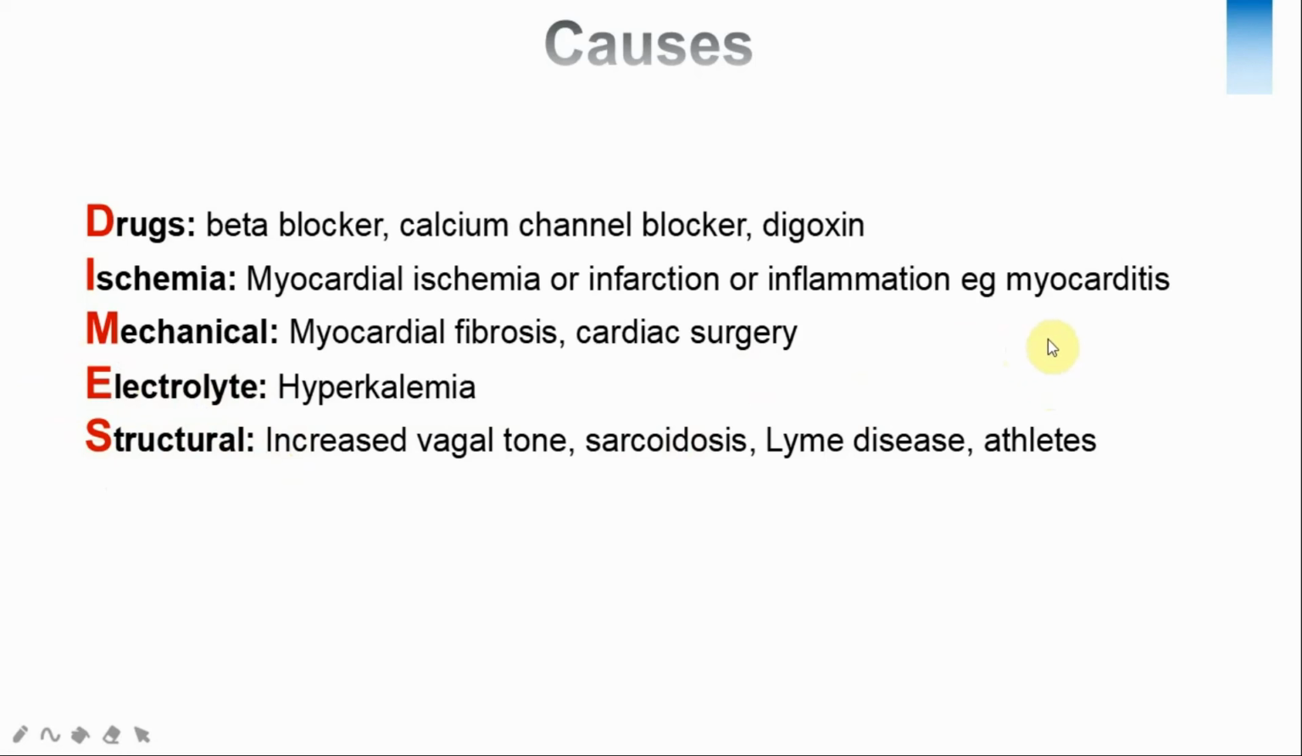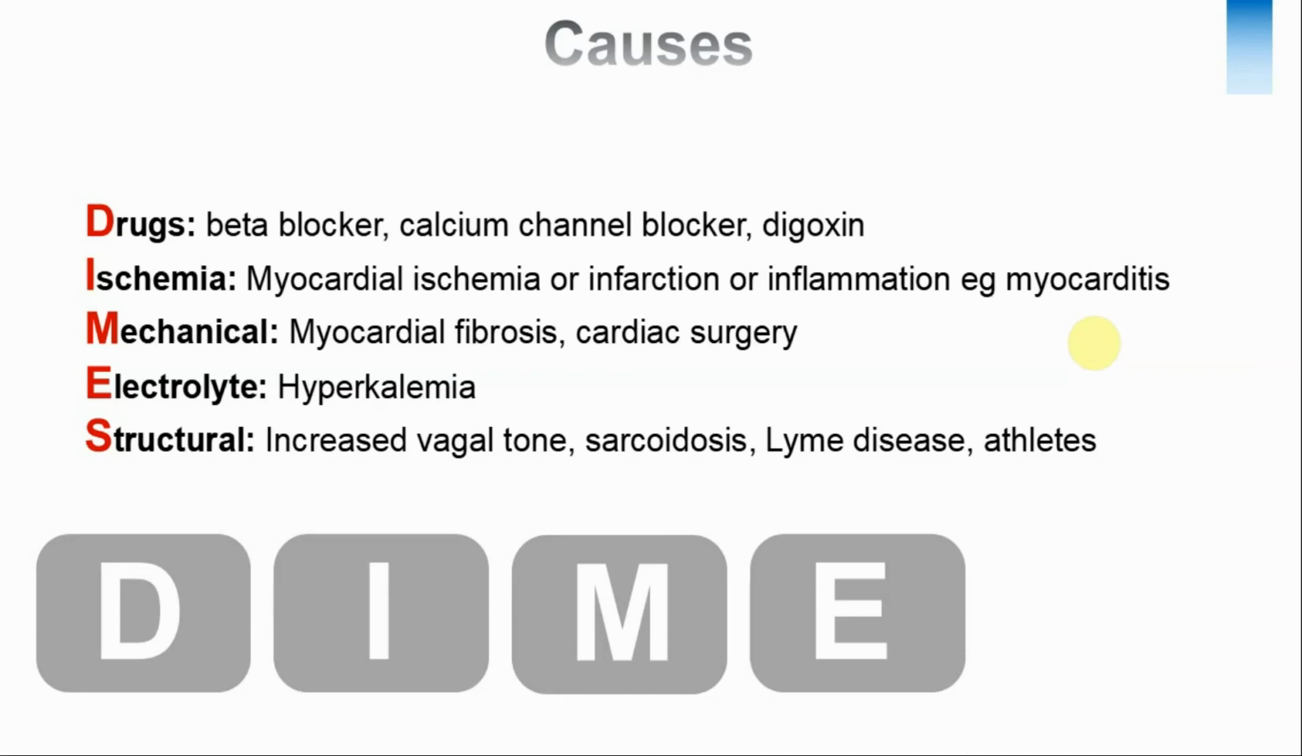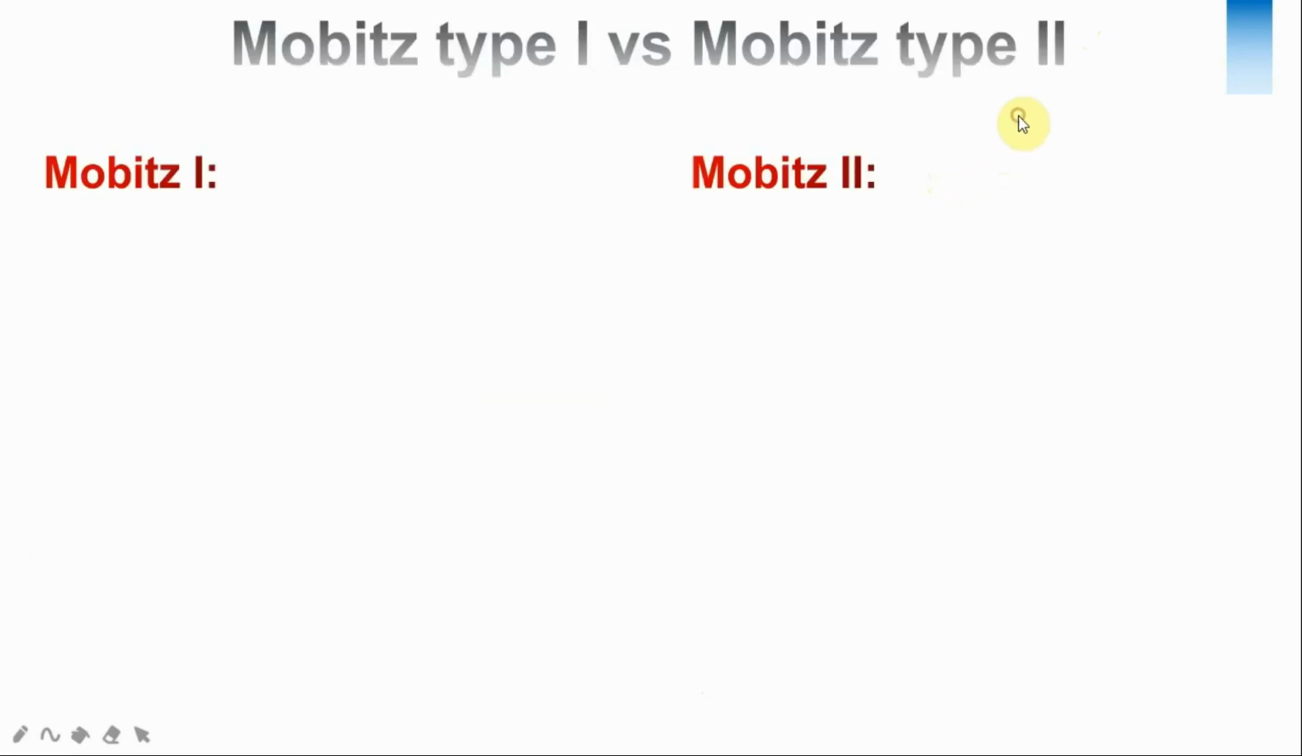Easy peasy. Absolutely. So once again, D for drugs, I for ischemia or inflammation, M for mechanical or metabolic, E for electrolytes, especially hyperkalemia, and S for structural. If you use this mnemonic, you can remember most of the conditions that are causing the problems in case of second degree heart block.